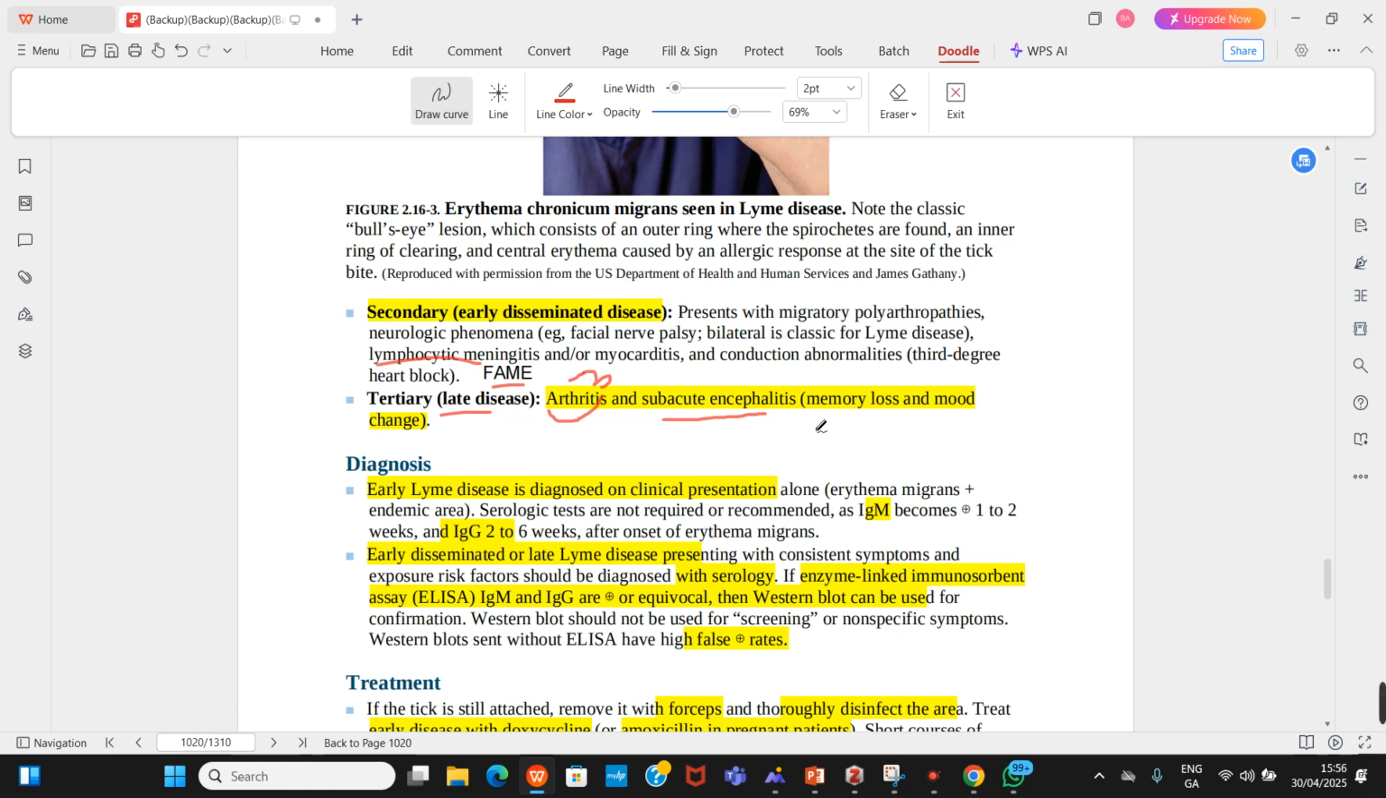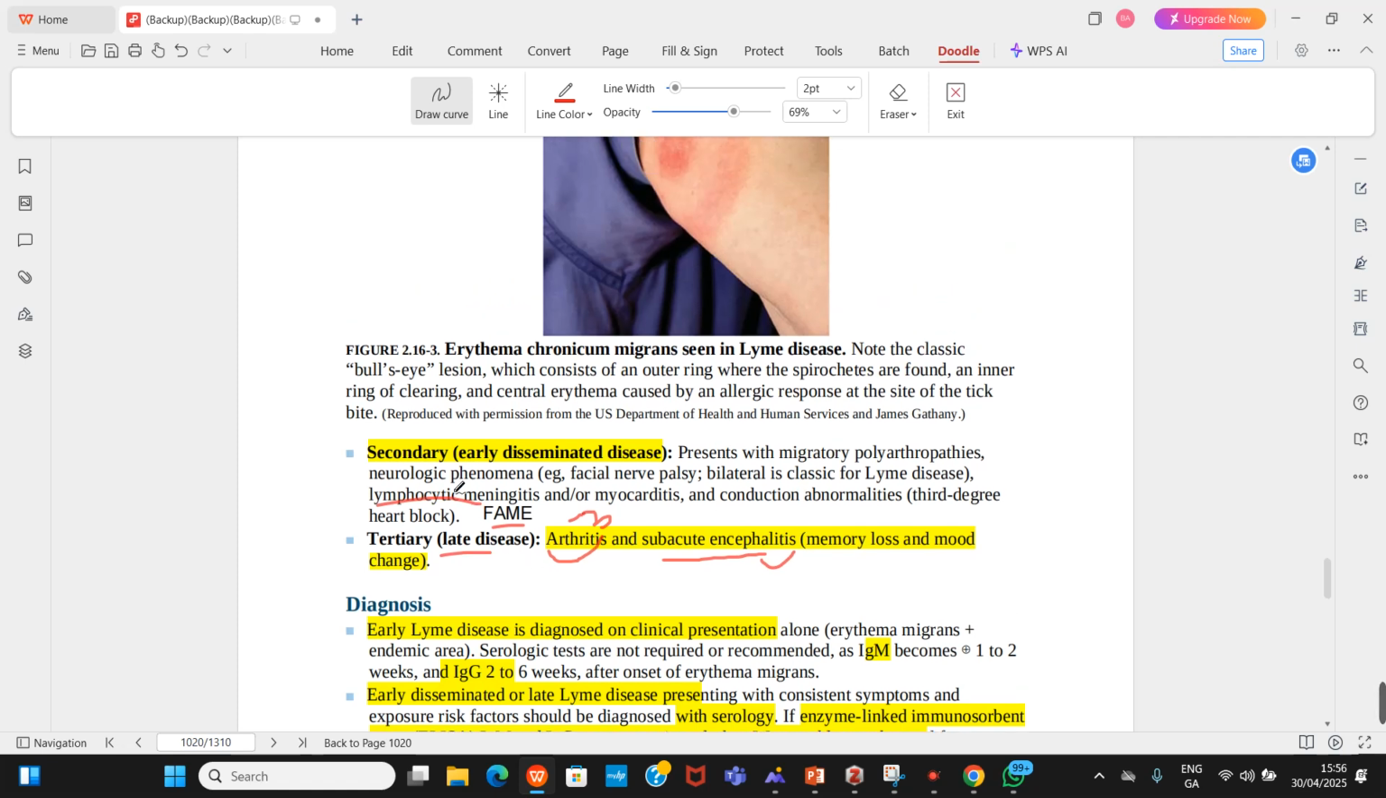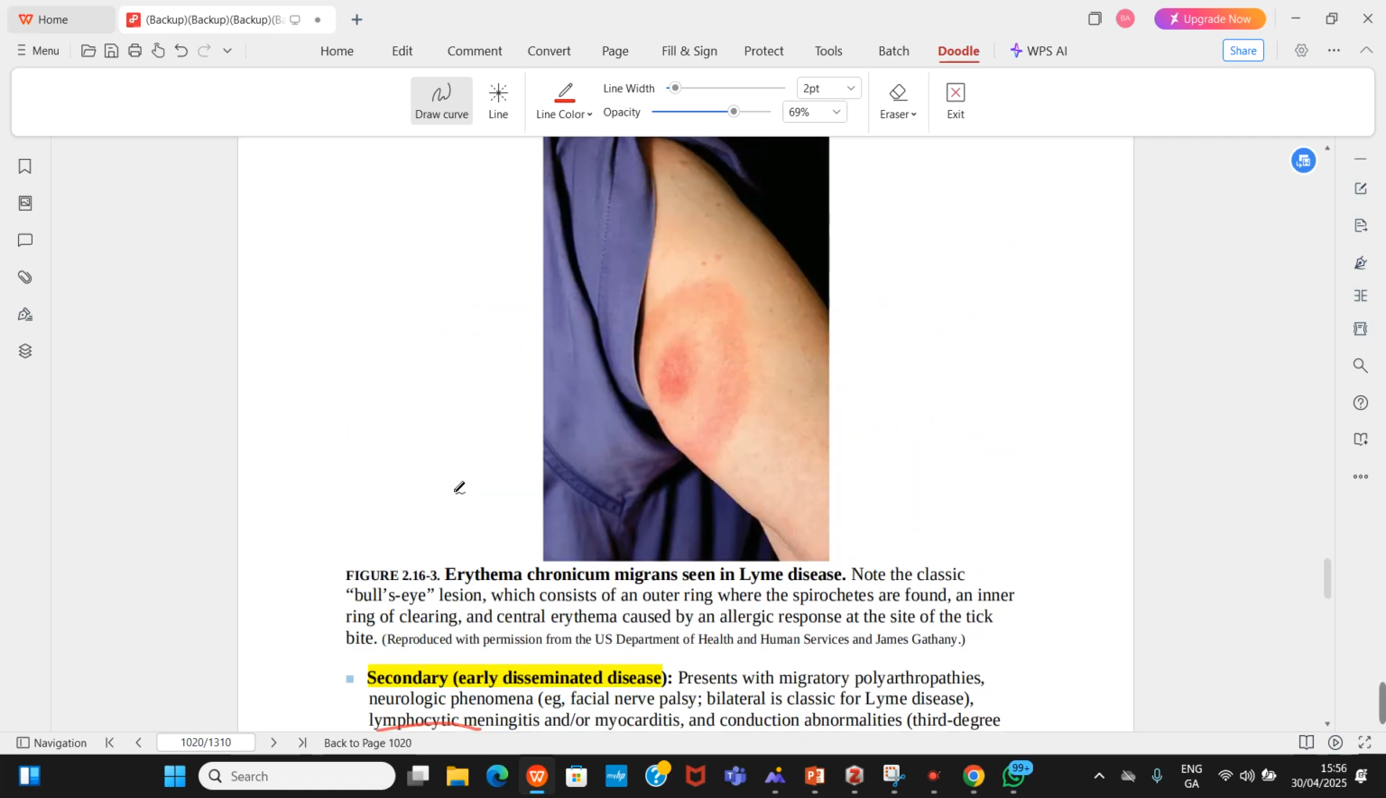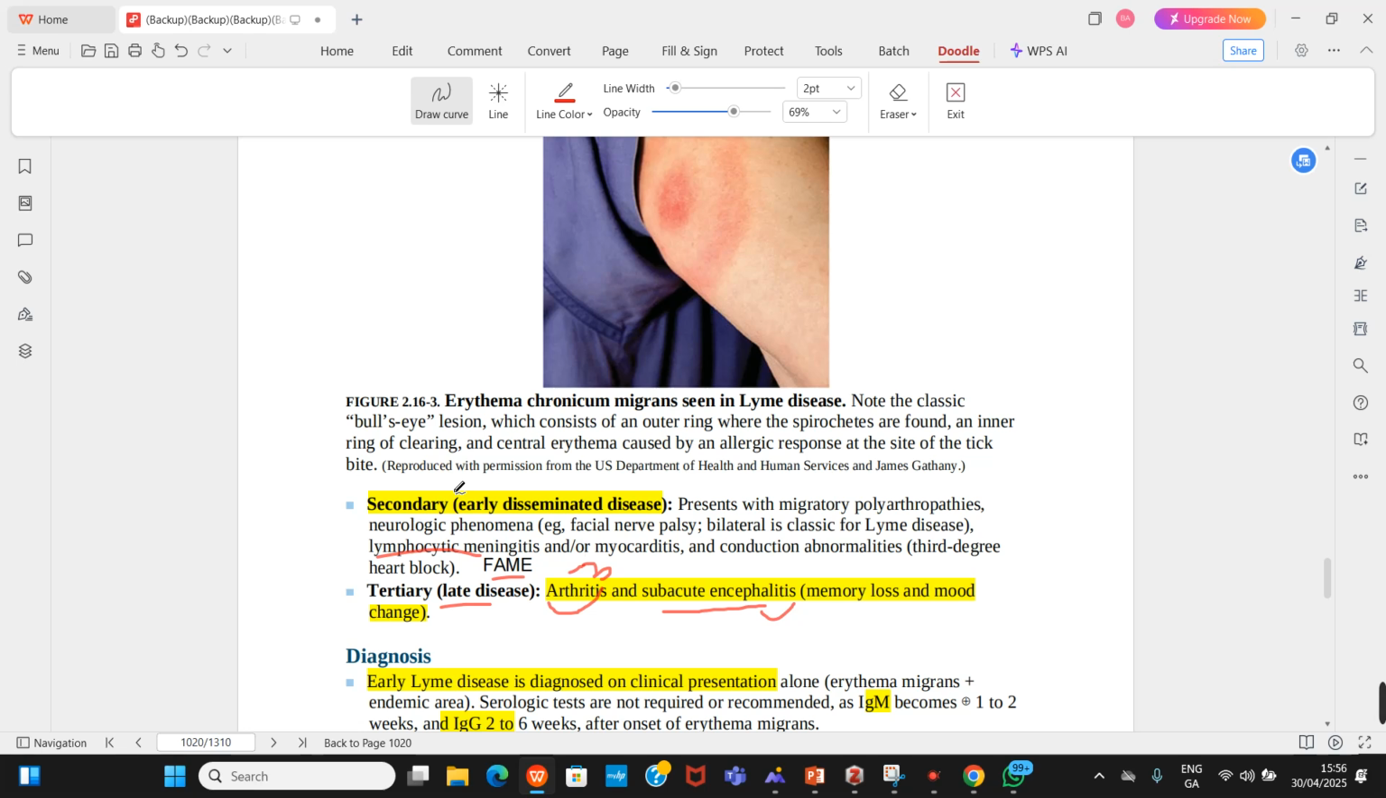Things that they didn't do before, they start doing it. They cannot remember anything. That is encephalitis. So now, this classification is important in the exam because it's going to guide your treatment.